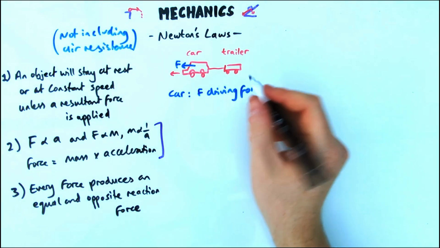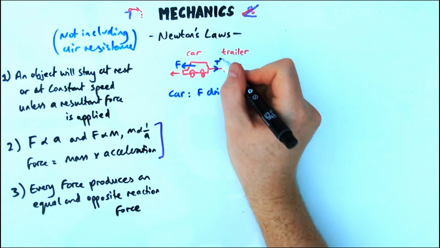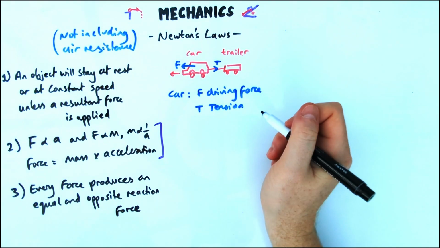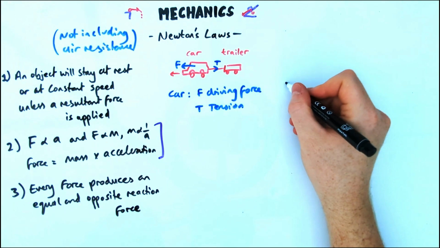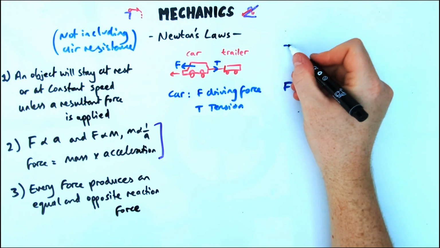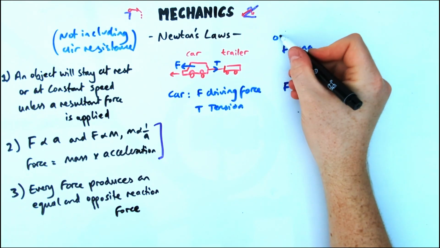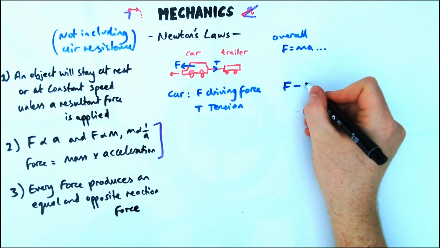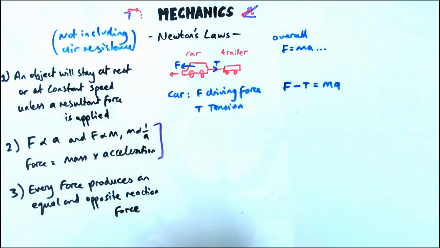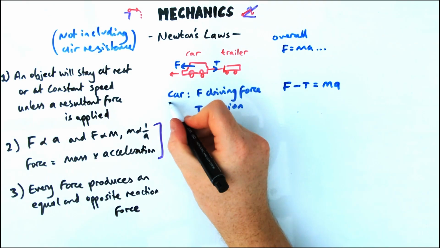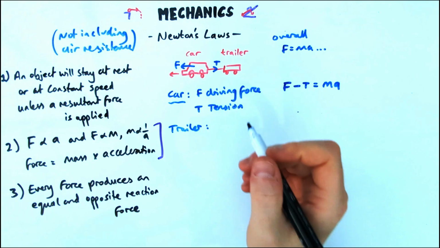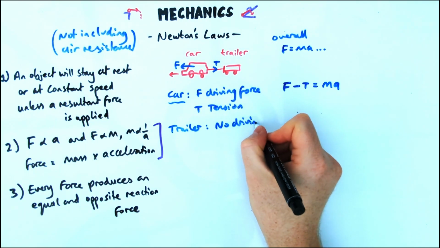But we have got a force going backwards, which is the tension on the tow bar coming from the trailer, because it's dragging the car backwards. To put these into the format F equals ma, which is our overall expression for Newton's second law, we can say F minus T equals ma. F going forward, T going backwards, the overall car is going forwards, so therefore it's F minus T to resolve those two, equals ma.